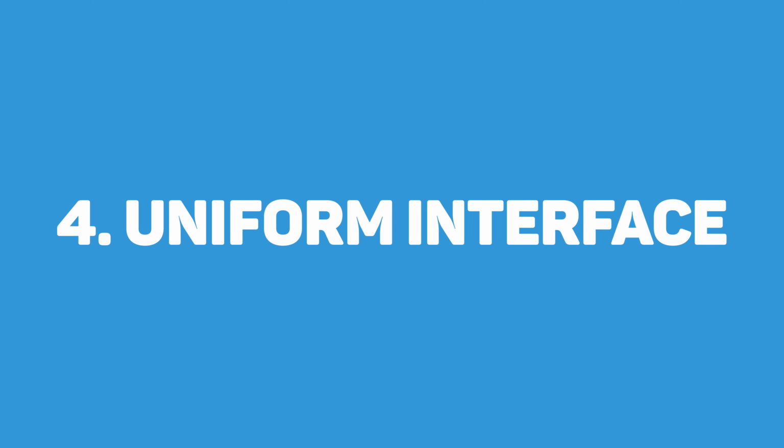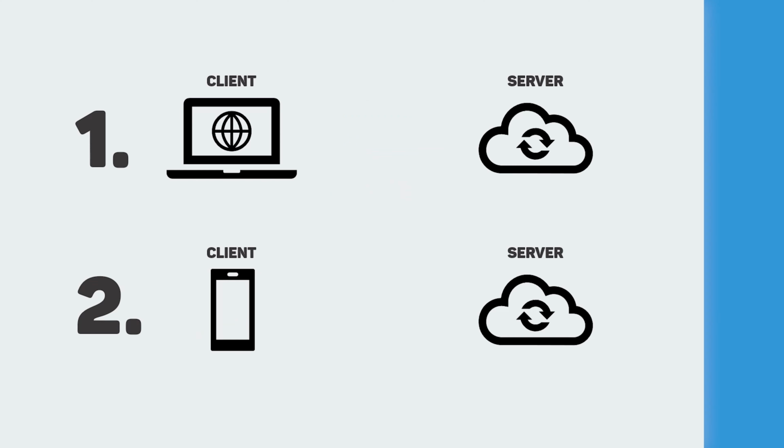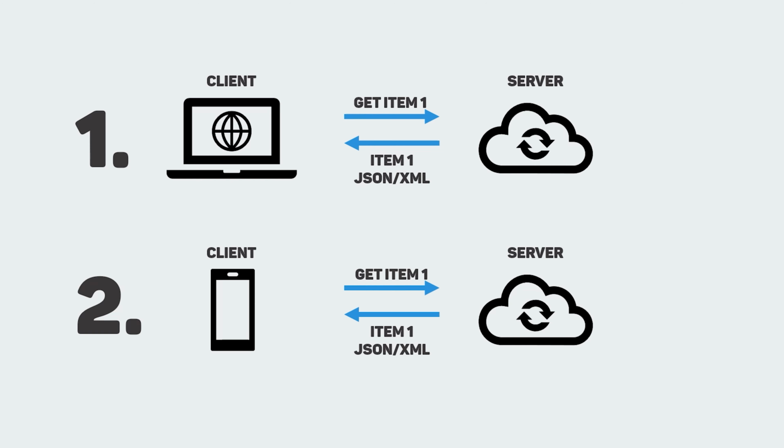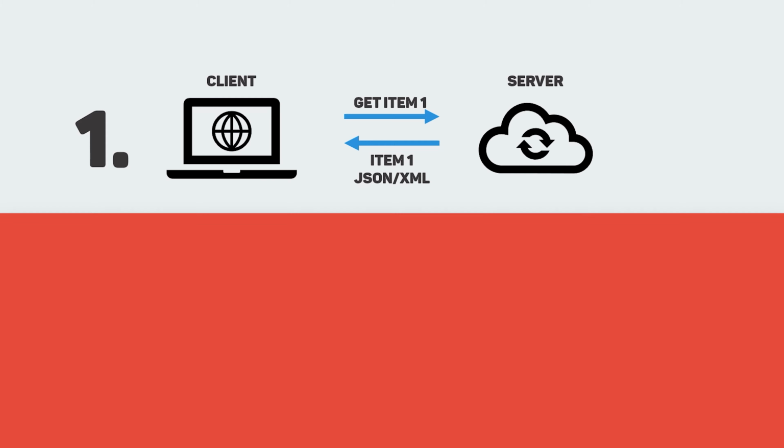Principle 4. Uniform interface. This principle is the key differentiator between REST and non-REST APIs. A good way to think about this is the way that your mobile phone interacts with the server should be exactly the same way that your laptop interacts with the server. Different clients should interact the same way with the server.